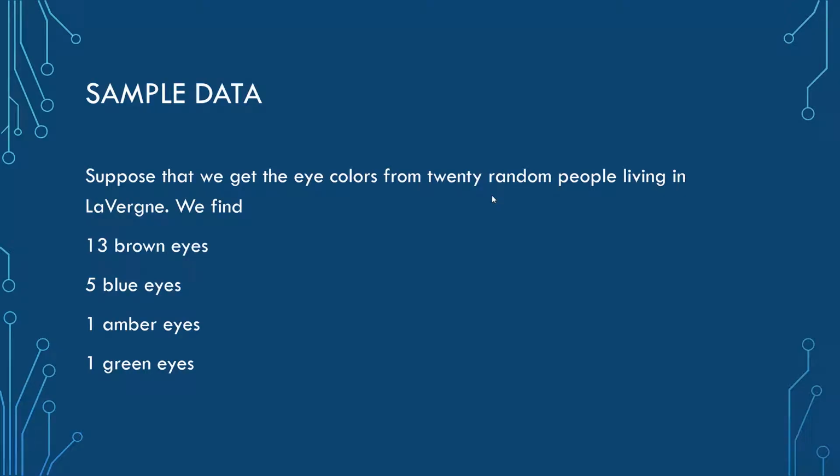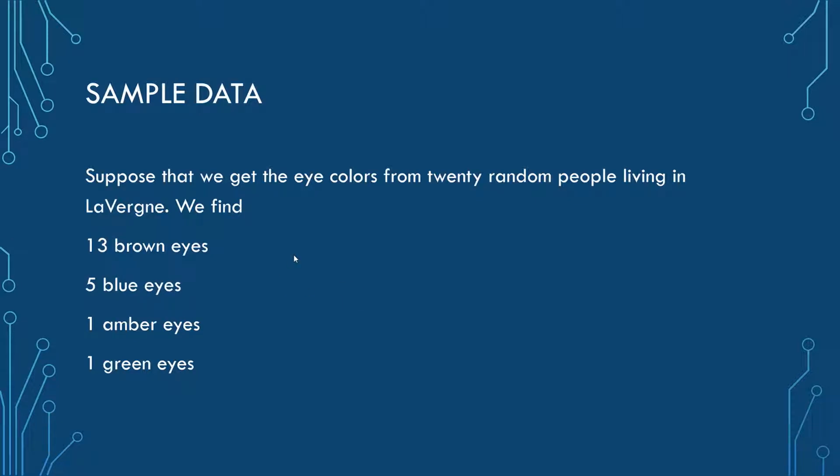But anyway, we need to get a sample. So I went and did this. Obviously, I didn't actually do this. For those of you not noticing, this is still in the middle of the COVID-19 outbreak and quarantine. So I made up numbers here. But I've got 13 people out of 20 with brown eyes, 5 people with blue, 1 with amber, 1 with green. And of course, I did not see any vampires. It was daylight. So that is what I had in my sample.